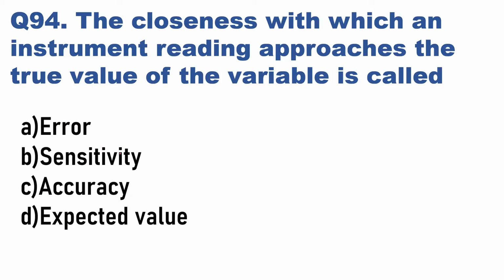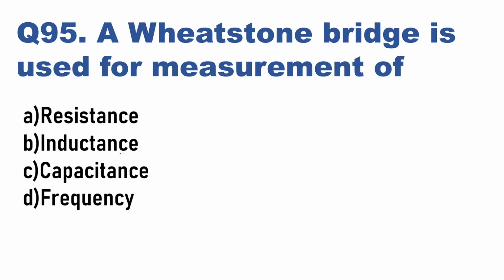The closeness with which an instrument reading approaches the true value of the variable is. Now this is the definition we have seen in EMI for accuracy. So accuracy is the closeness with which an instrument reading approaches the true value of the variable. So the error is less, the closeness is more. If you are closer to the actual value, then your accuracy is more. So here option C, that is accuracy, will be the right answer. Then we'll go to the next question, question number 95.